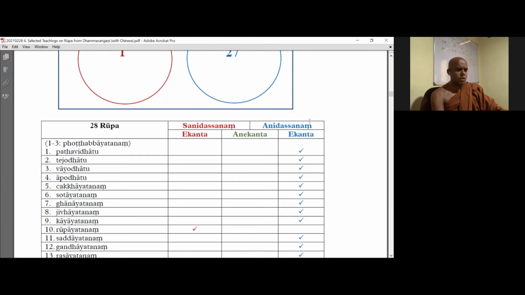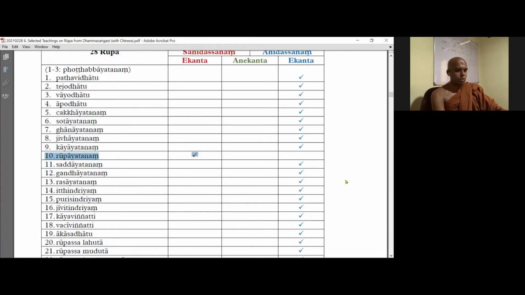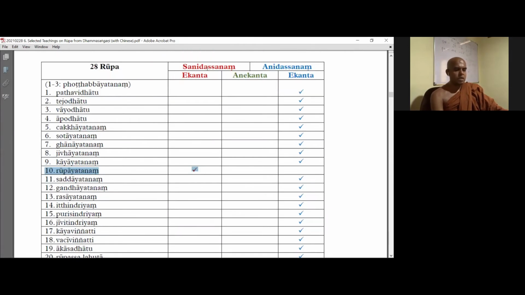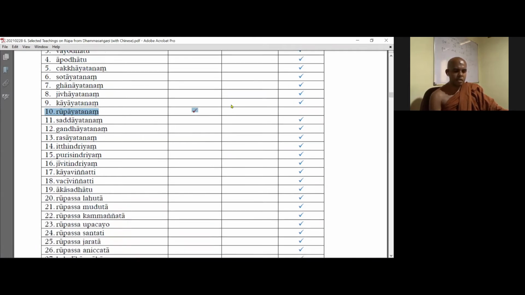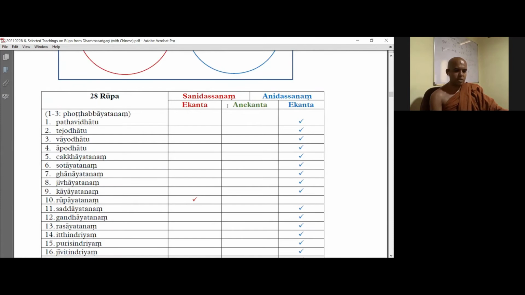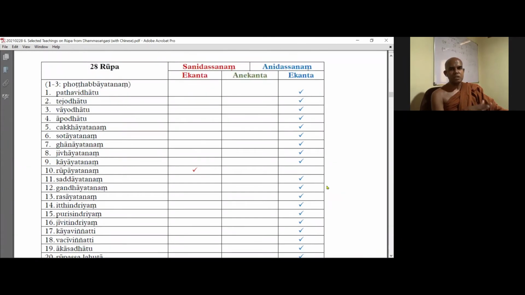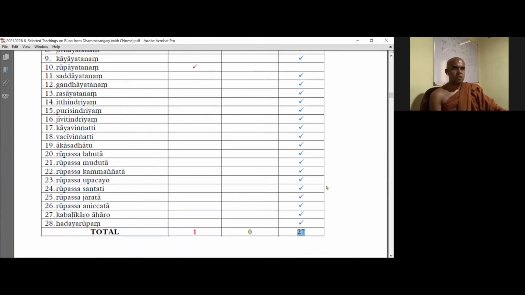You see, number 10, they have the Rupayatana, the color object. The only color object becomes sanidasana rupa, ekanta. But there is no anekanta group, only 0. Sanidasana ekanta is only one rupa, and anidasana ekanta there are 27. The color object must be visible, the rest are invisible rupa. This is the explanation according to the Dhammasangani book.